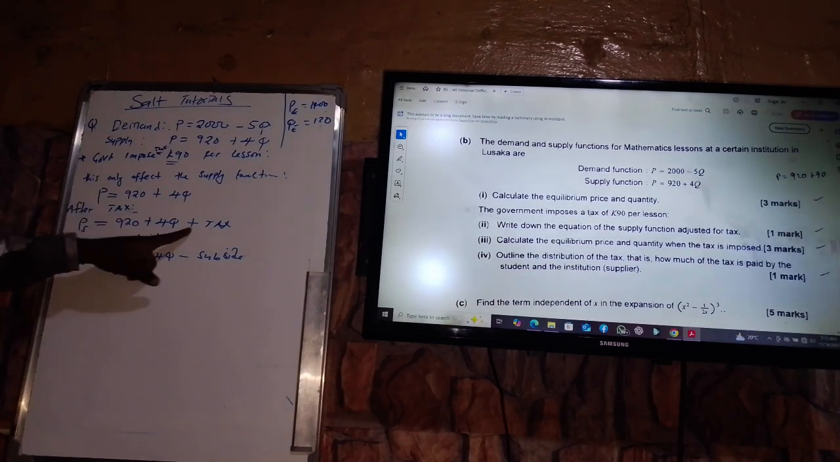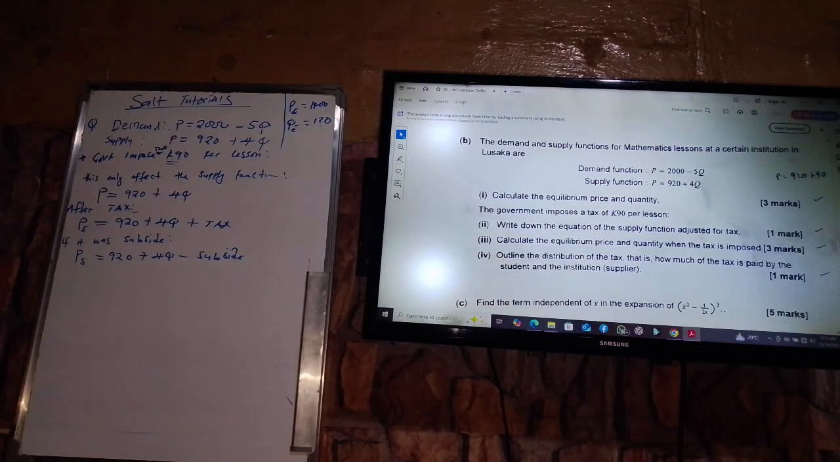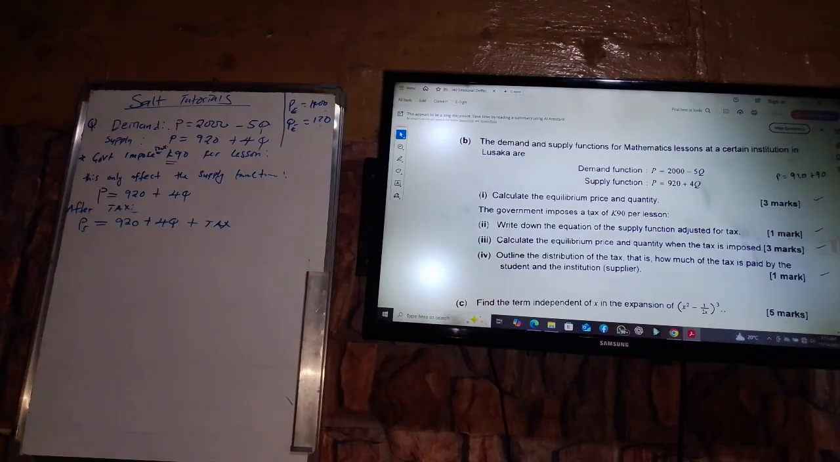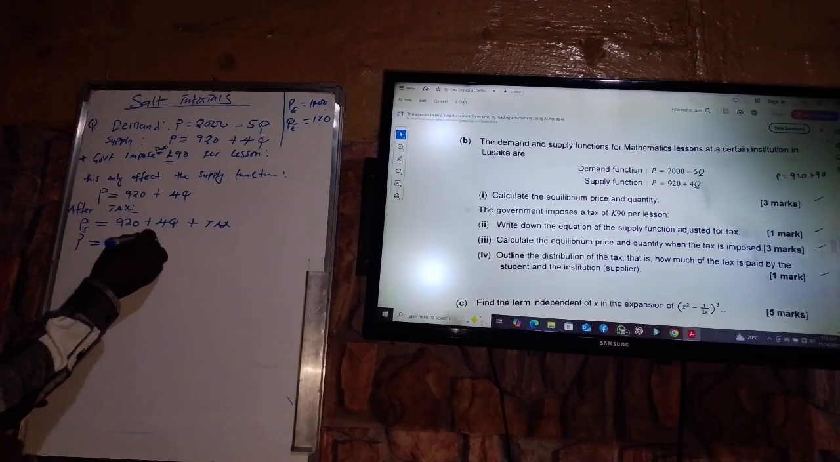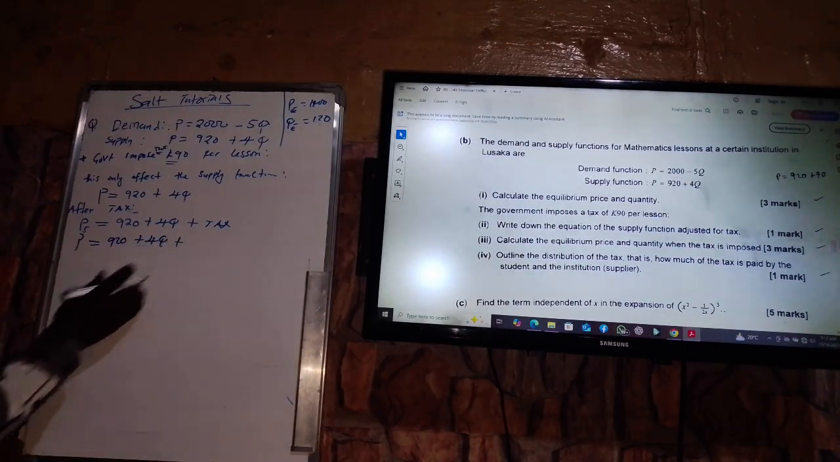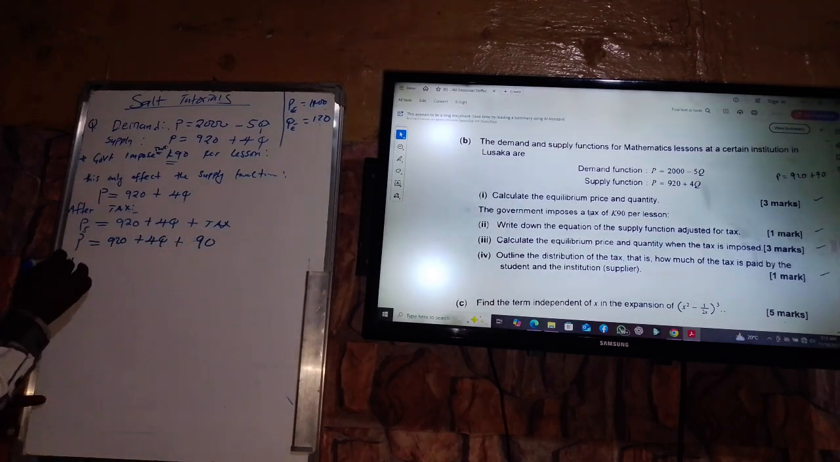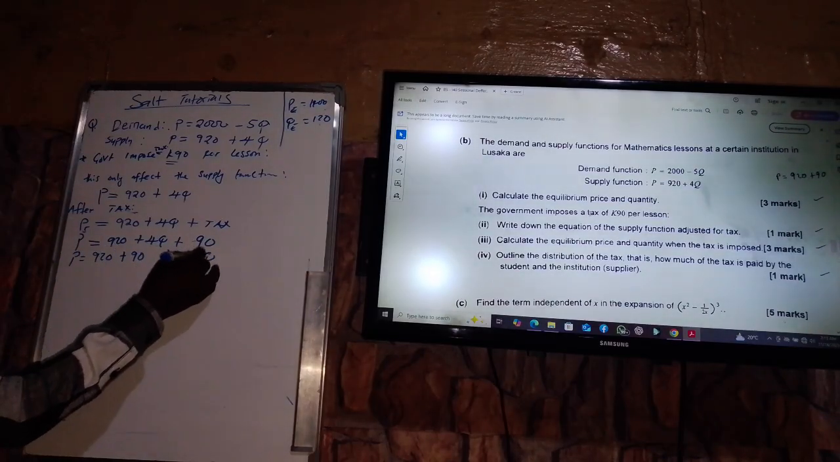So this only works when P is the subject. When P is the subject, you just add tax to the equation or subtract subsidy from the equation. In this case, we're dealing with the tax, so you can delete this part. Our new equation is P equals 920 plus 4Q plus tax, which is 90 kwacha. Putting like terms together, P will be equal to 920 plus 90 plus 4Q.